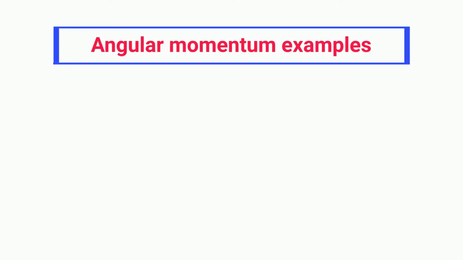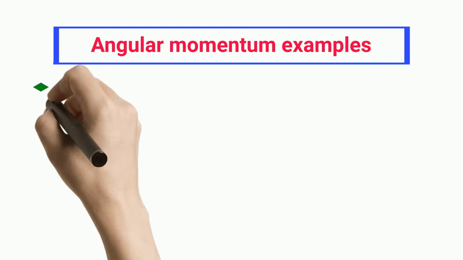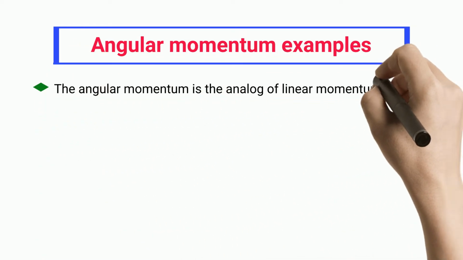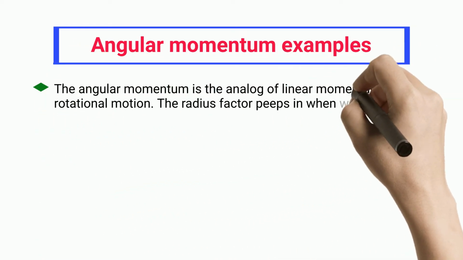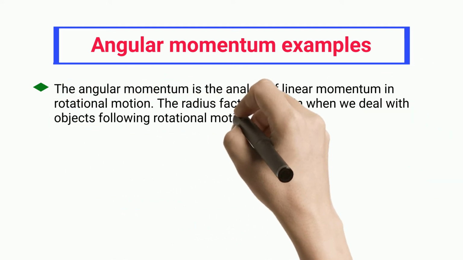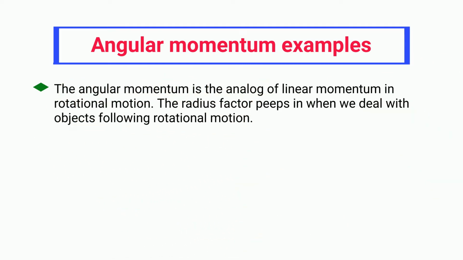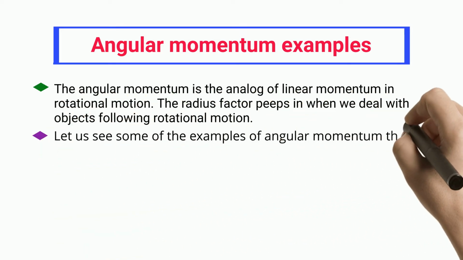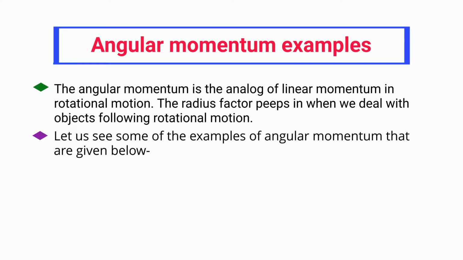Angular momentum examples. The angular momentum is the analog of linear momentum in rotational motion. The radius factor peeps in when we deal with objects following rotational motion. Let us see some of the examples of angular momentum that are given below.